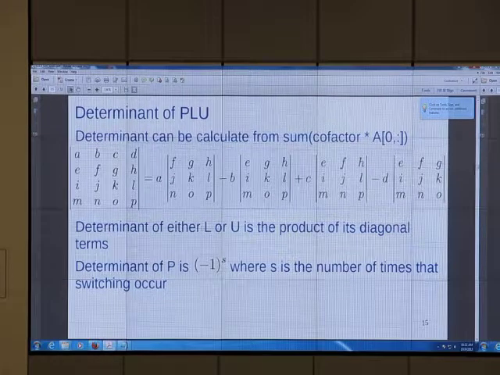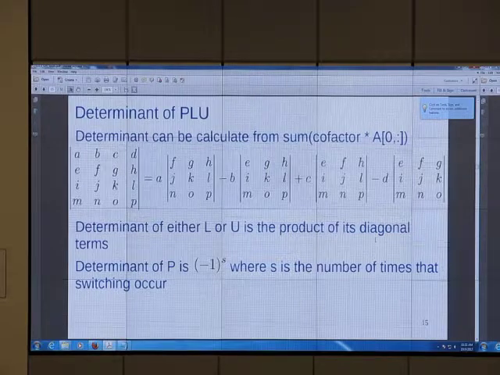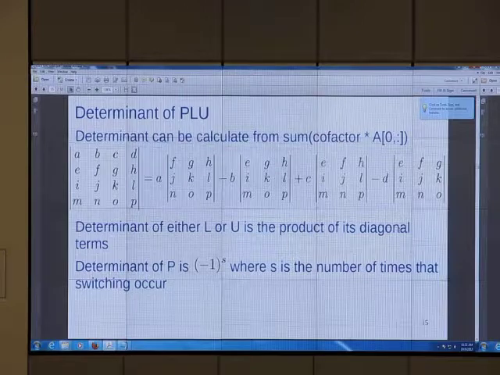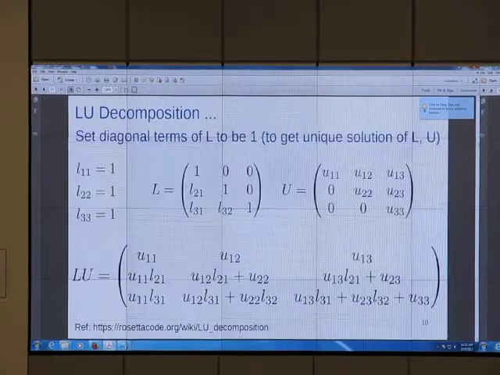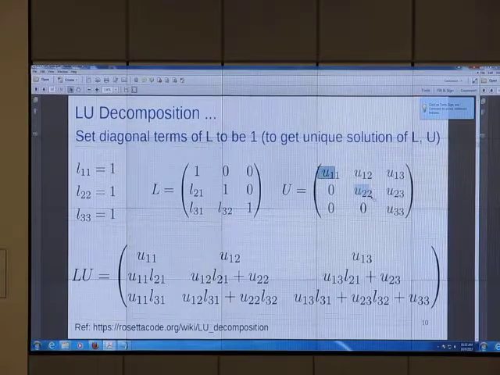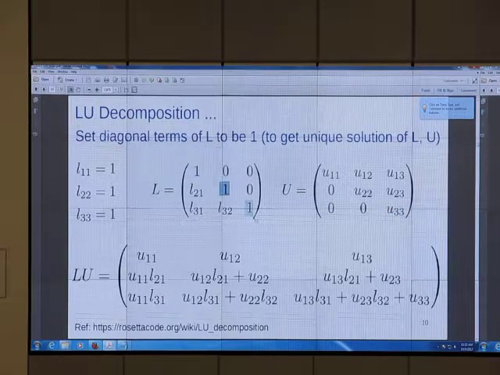The determinant of either L or U is the product of its diagonal terms. Good? What does it mean? If I have that multiplied by that multiplied by that, that's the determinant. Or you have that multiplied by that multiplied by that, that's the determinant. Okay, so let's take a look at L.